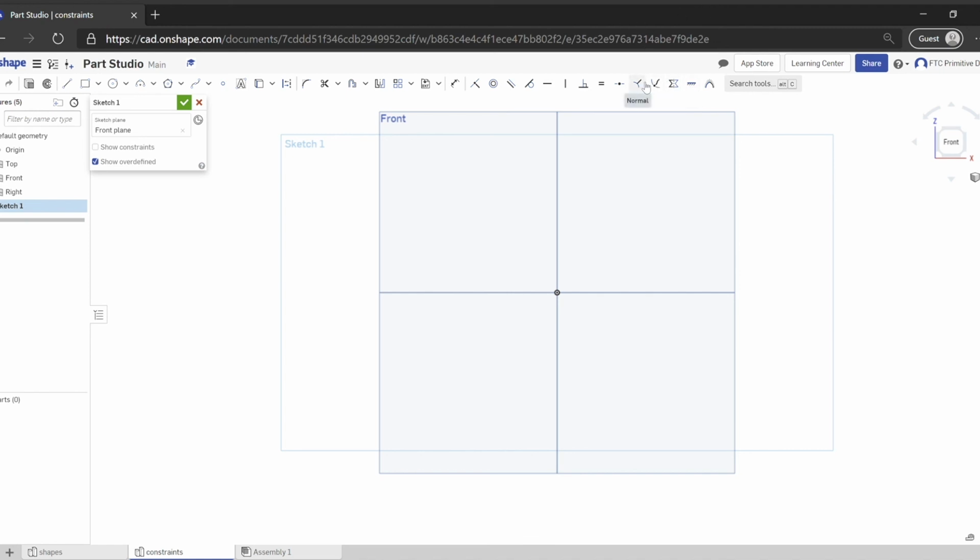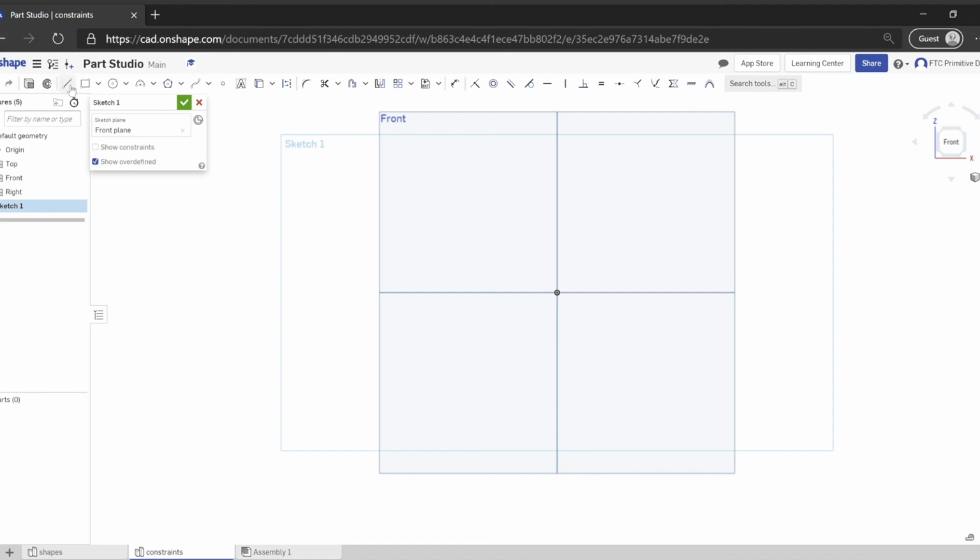So now I'm going to go over some constraints that we don't really use in FTC. These ones I'll be skipping over for now, such as the normal constraint, the Pierce constraint, and the curvature constraint. These aren't really used at all in FTC, and I haven't really used them either, so you should be fine without them.